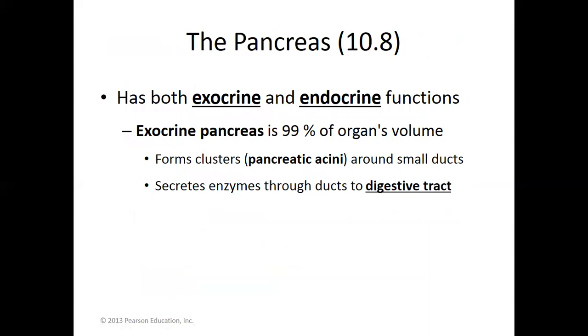The pancreas has both exocrine and endocrine functions. Remember, there are two hormones that regulate blood glucose, insulin and glucagon. The exocrine pancreas is most of the pancreas volume. There are clusters of pancreatic acini that have ducts around them. An exocrine gland secretes its enzymes or other secretions into a duct, and that's basically the role of the pancreas in the digestive system, the exocrine pancreas.